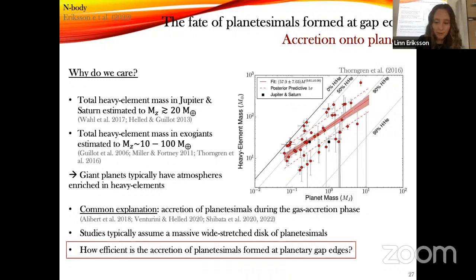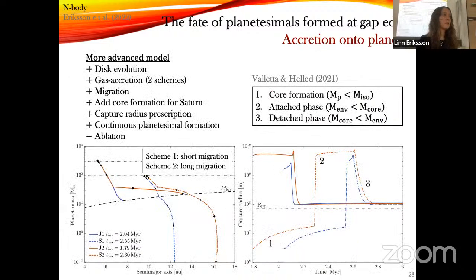So the way we studied this is we continue to use our n-body simulations, but now we use a more advanced model, so we include disk evolution. And now we also consider the formation of the planets by both gas accretion and migration. The first thing to know about gas accretion is that it's very unconstrained. If you look in the literature, you find a plethora of different prescriptions, which are completely different. So we just picked two very different ones here and wanted to compare these cases.